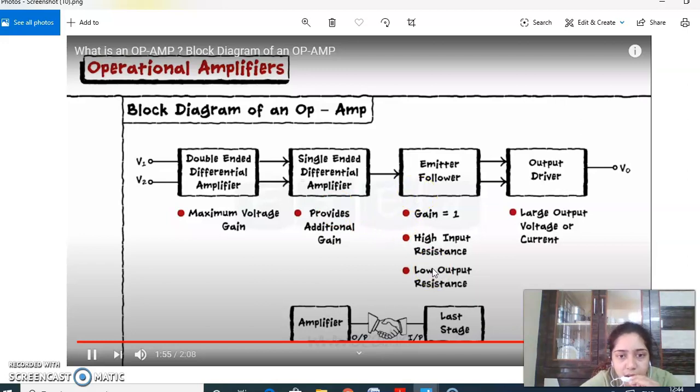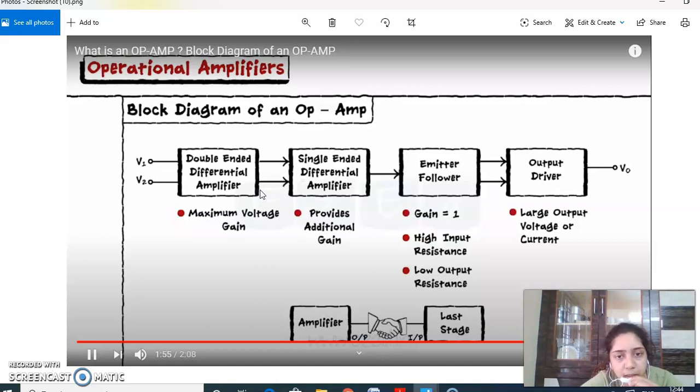And you may ask one doubt: what is the purpose of having a single-ended differential amplifier, because we have already used a double-ended differential amplifier? Again we are using a differential amplifier block in the block diagram of an op-amp, in order to provide additional gain, right? The first differential amplifier provides high gain.